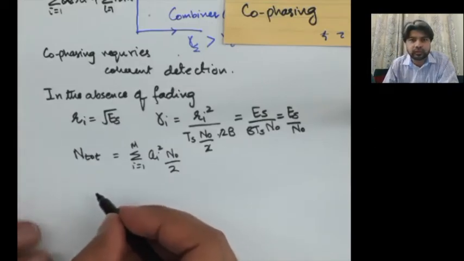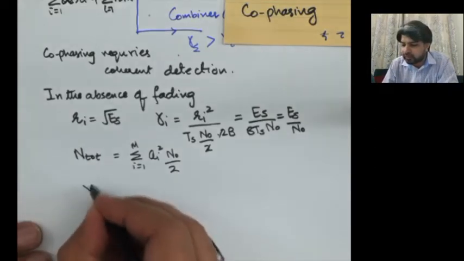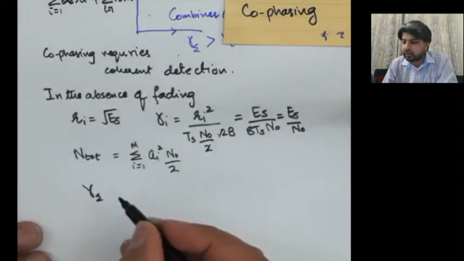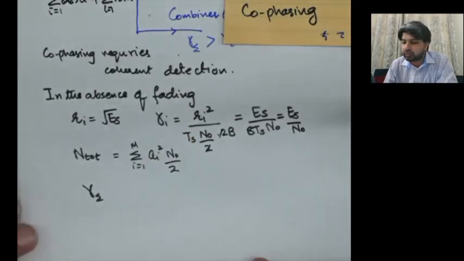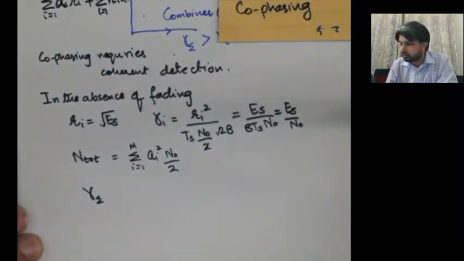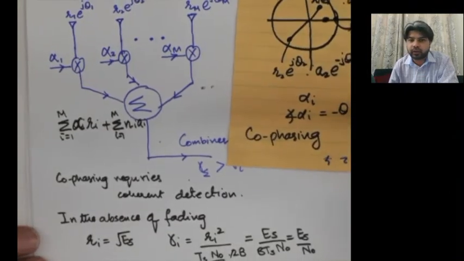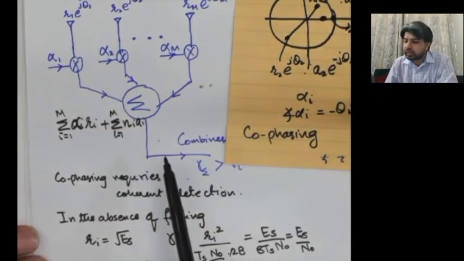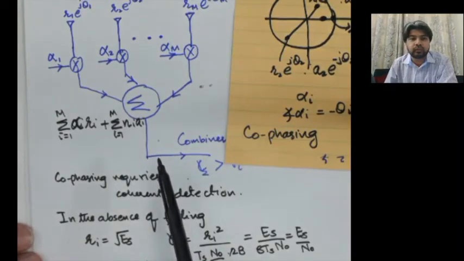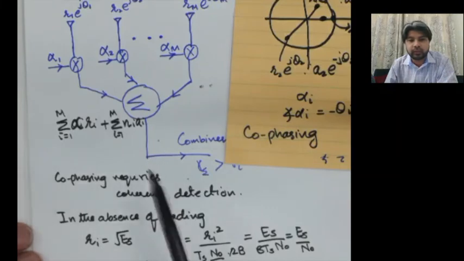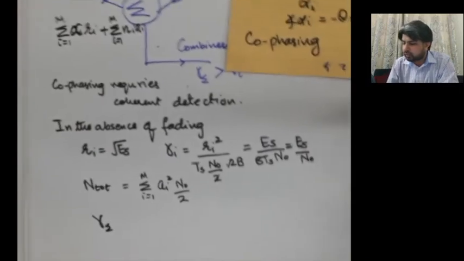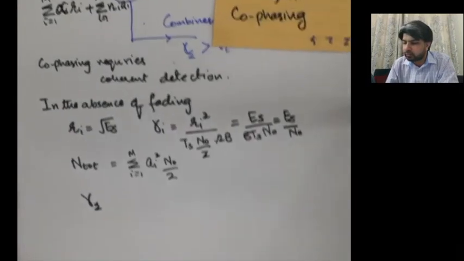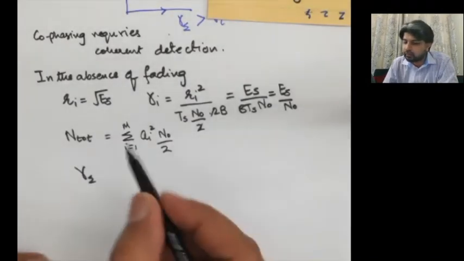Now if you want to talk about the signal to noise ratio at the combiner output, let me call it gamma sigma. So gamma sigma would be the signal to noise ratio at the combiner output. And remember, we are not assuming any fading for the moment. We just want to see whether these M branches give you a gain in terms of the signal to noise ratio when we have no fading at all. That would give us an idea of whether or not these M branches are helping.